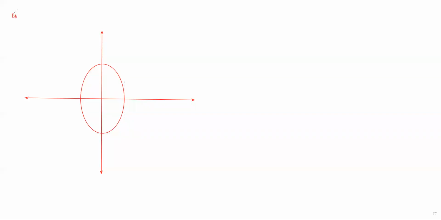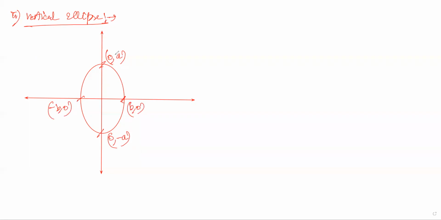So let's say we have this ellipse. This is a vertical ellipse. Again, same set of rules. A होगा हमारा major axis. So this would be 0, a. This would be 0, minus a. And this would be b, 0. And this would be minus b, 0. A major axis, b minor axis. Same. But इस बार फोकाई यहाँ पे होगी.